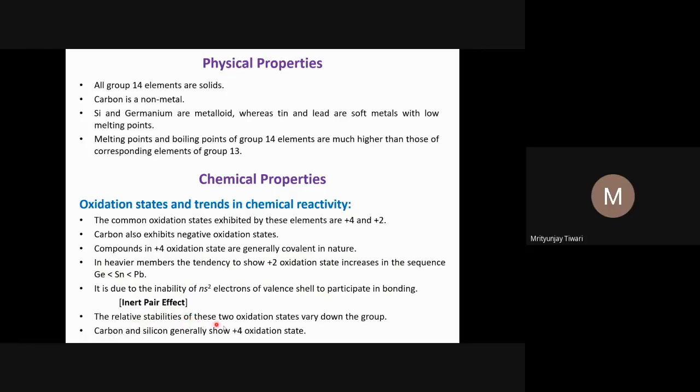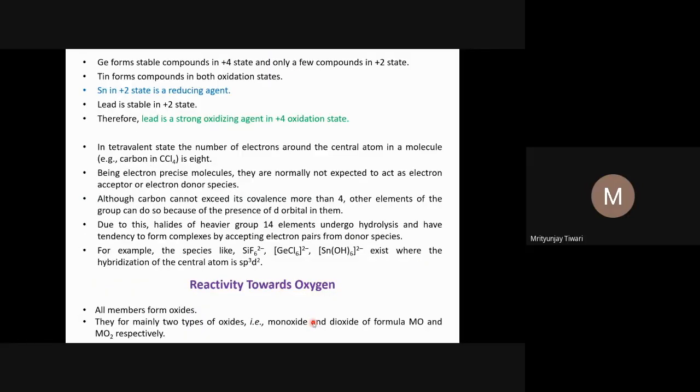The relative stability of these two oxidation states, +4 and +2, varies down the group. Carbon and silicon generally show the +4 oxidation state, so they mostly exist in the +4 oxidation state. However, as we see in the heavier metals, lead mostly shows the +2 oxidation state. Germanium forms stable compounds in the +4 state, and only a few compounds in the +2 state.